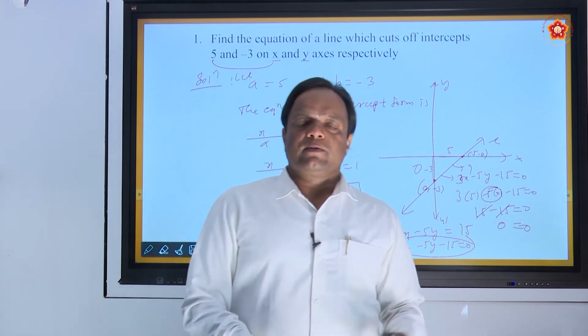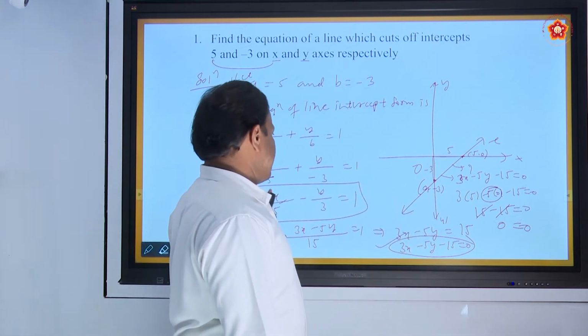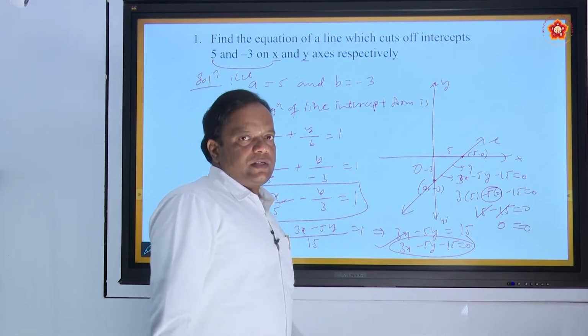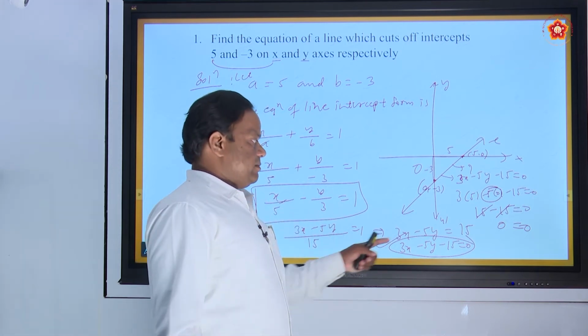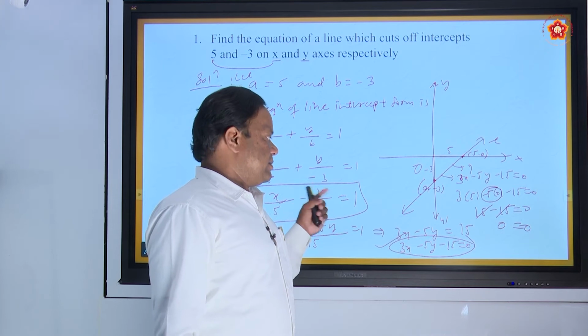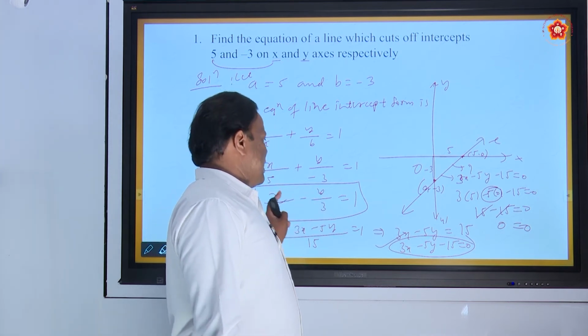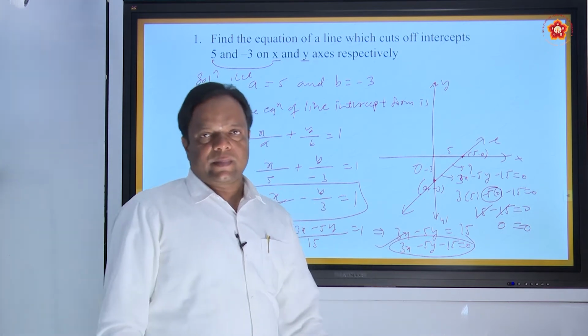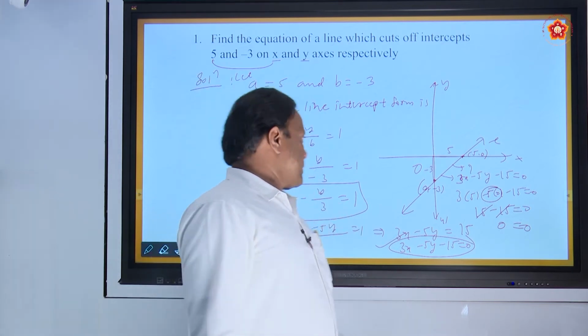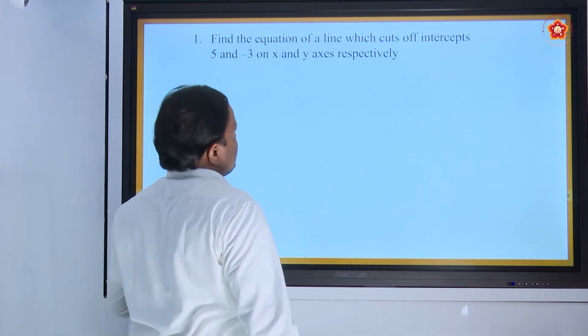If the intercepts are given, we can write the equation of the straight line in intercept form. So we can convert it into general form also. This is also correct. We can write the same equation like this in general form. Okay. Let us see the next problem.